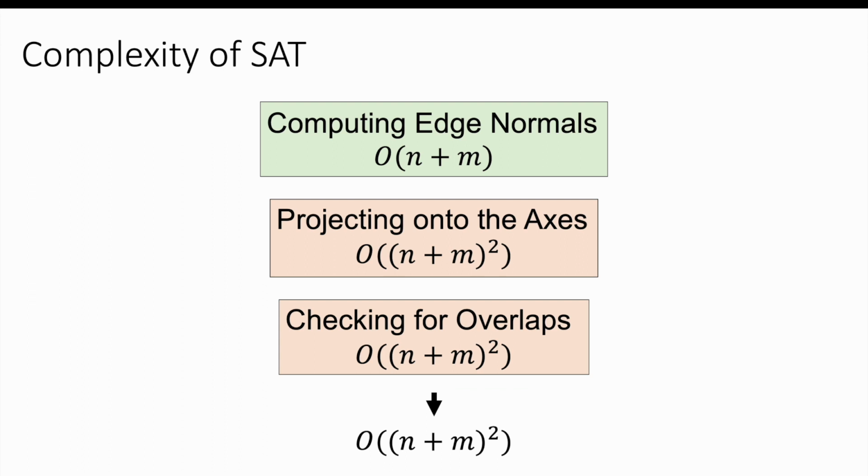The problem of this approach is that we have to compute projections, compute edge normals, and check for overlaps for each possible axis. That gives us quadratic complexity, and in case when we have a very large number of points or a very large number of meshes, this algorithm becomes impractical.